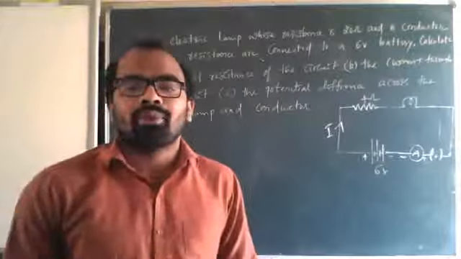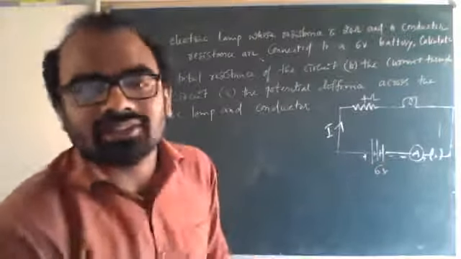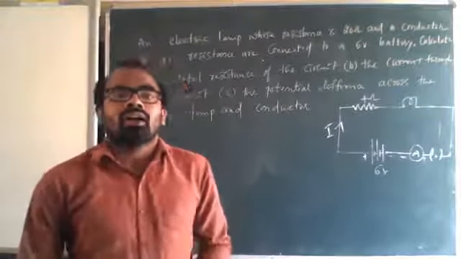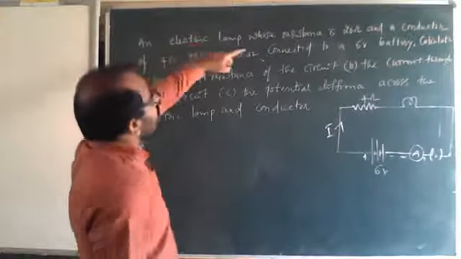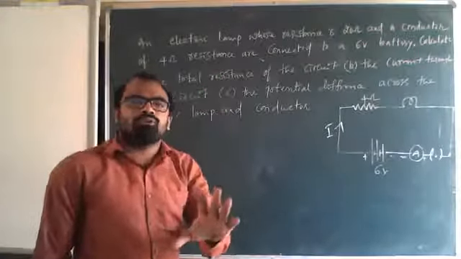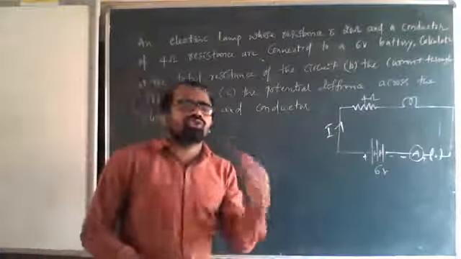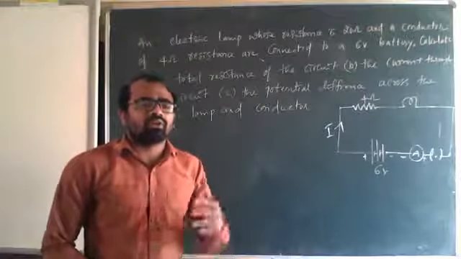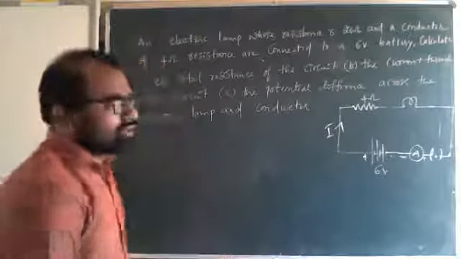An electric lamp whose resistance is 20 ohm. So what is my resistance here? It is 20 ohm. And a conductor of 4 ohm resistance are connected to a 6 volt battery. In any problem, first you have to write down what is given. Please note down: as you read the question, write down the data.